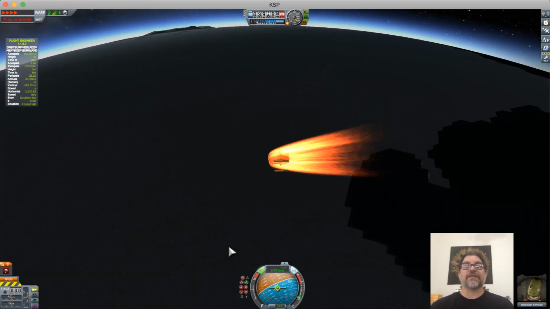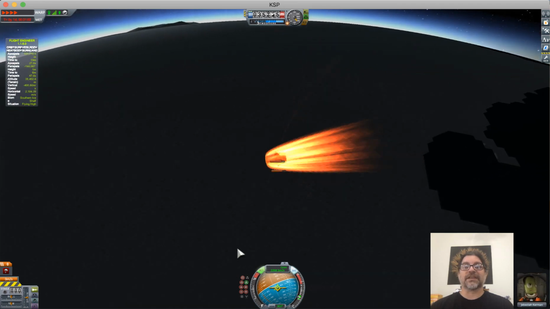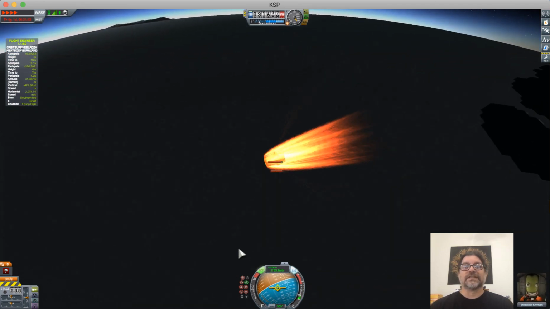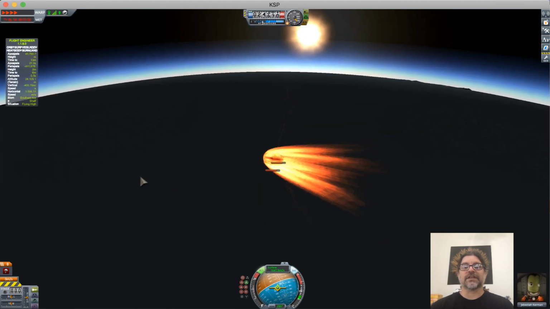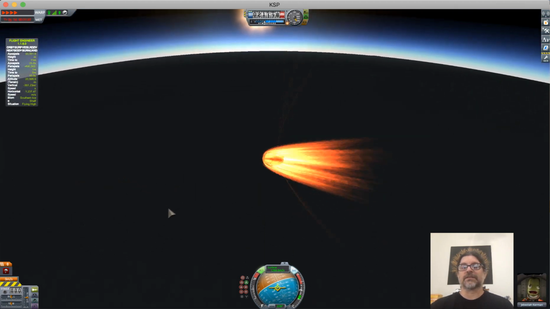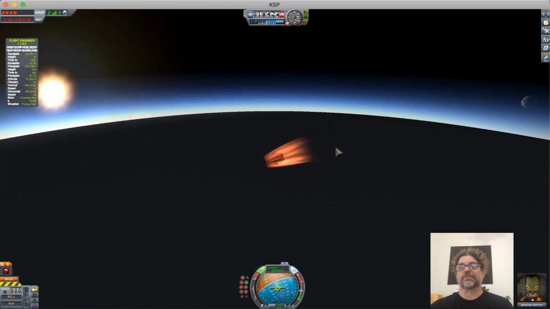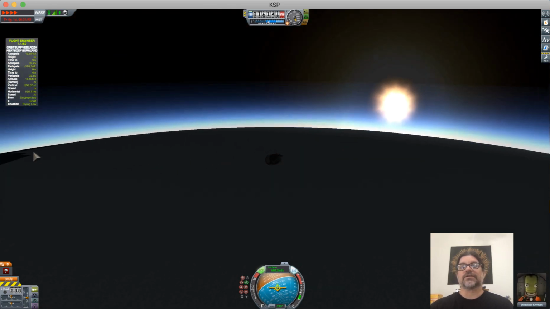Re-entry. If you come in too fast, it gets too hot and you'll burn up. But I think I might survive this one. And the heat shield is taking care of all that heat instead of burning up my little Kerbal. You can see Jebediah down there. He looks pretty unhappy. Oh, he looks okay actually.